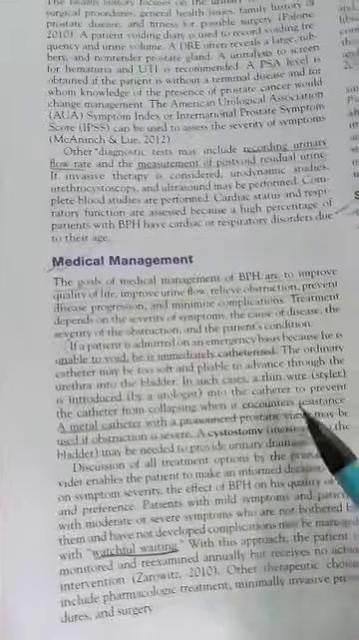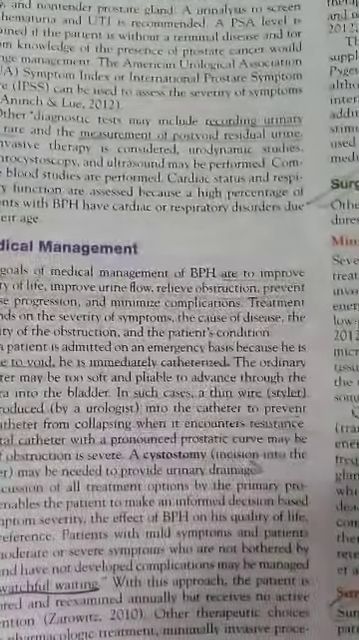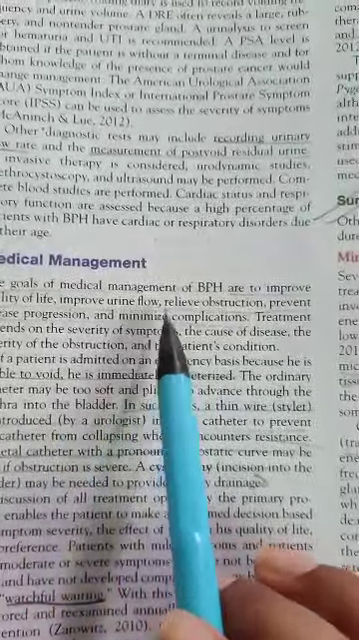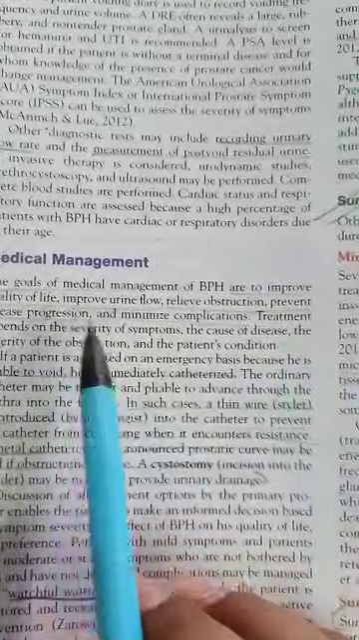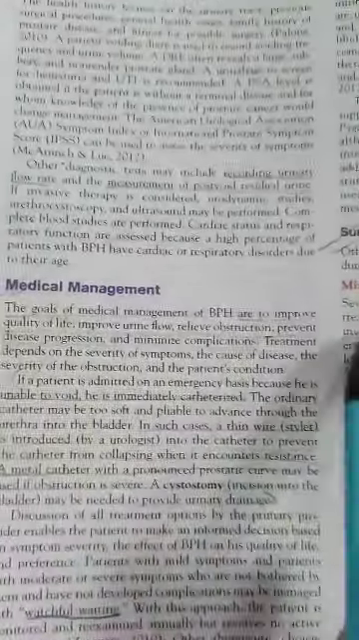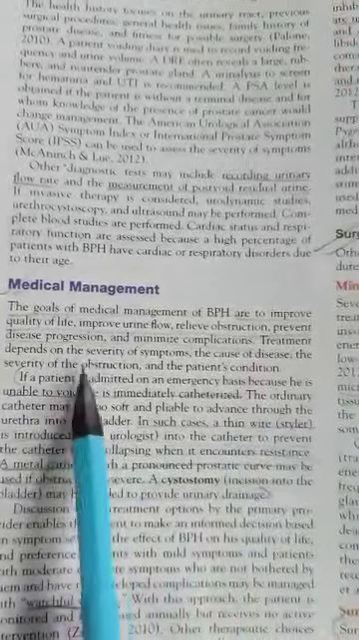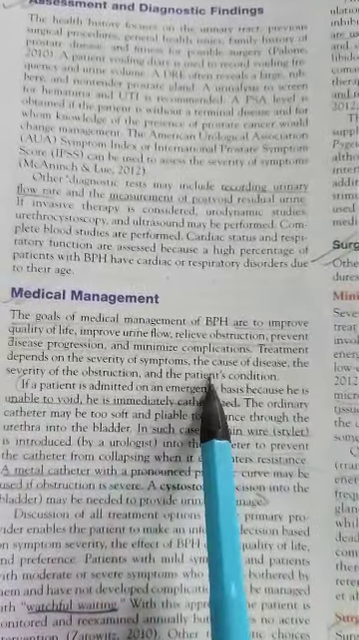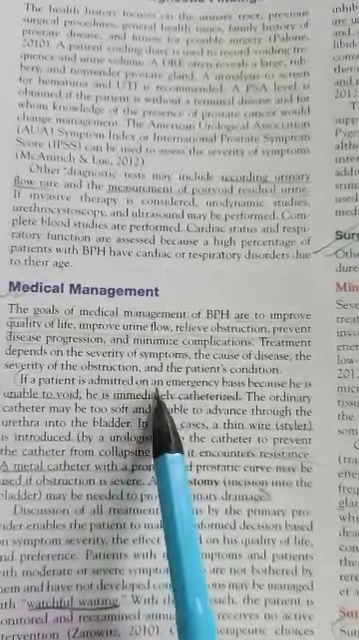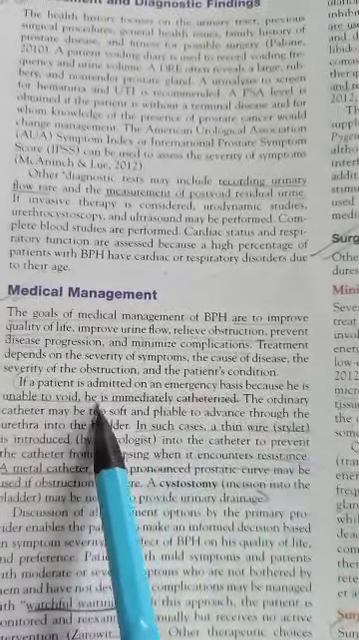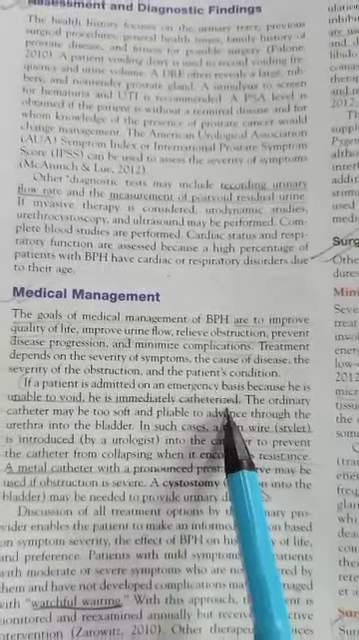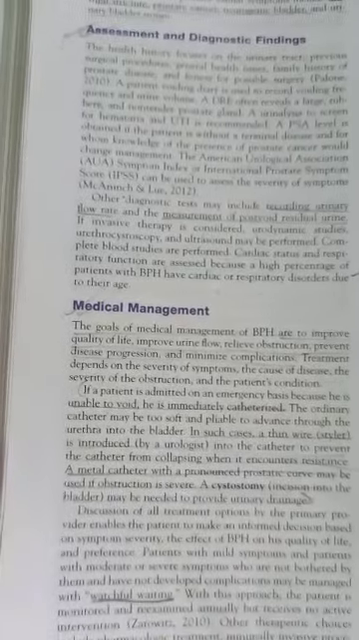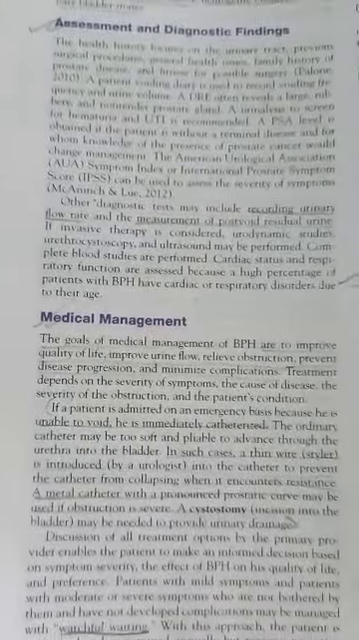Okay, the goals of the medical management of BPH are to improve quality of life, improve urine flow, relieve obstruction, prevent disease progression, and minimize complications. The treatment depends on the severity of the symptoms, the cause of the disease, the severity of the obstruction, and the patient's condition. If a patient is admitted on an emergency basis because he is unable to void, he is immediately catheterized. If the patient comes to the emergency department unable to void urine, we have to catheterize him immediately.